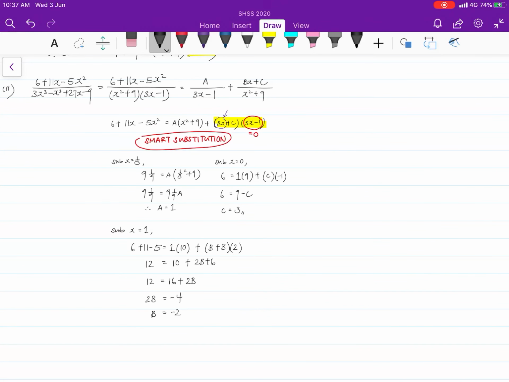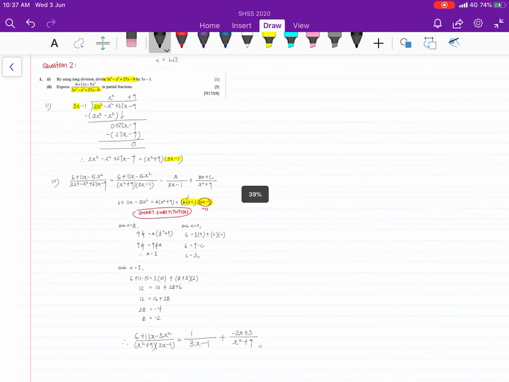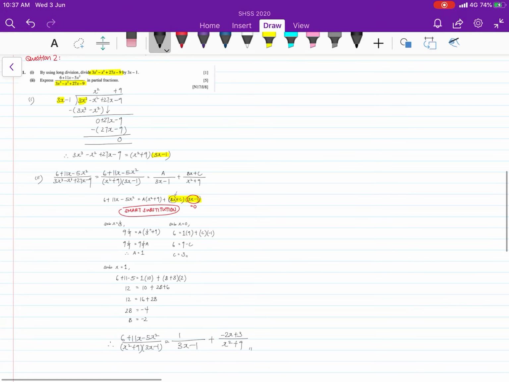So just have to write down the last statement. Therefore, 6 plus 11x minus 5x squared over x squared plus 9, 3x minus 1 is equal to, a is 1, so 1 over 3x minus 1, plus b is negative 2, so negative 2x plus 3 over x squared plus 9. And that's how you do partial fractions for question number 2. Okay, if you have any questions, you may pause this video anywhere and try to retrace it a little bit. That's all I have for question number 2.